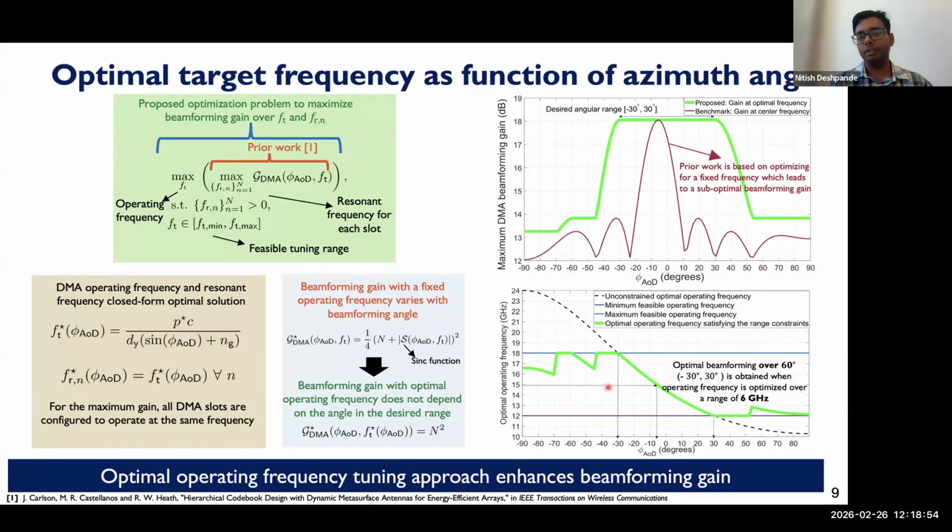So this dashed curve shows the unconstrained optimal frequency. Whereas if we constrain the optimal frequency, then the operating frequency gets clipped at these two limits, and that's why we see that the peak beamforming gain drops outside the desired angular range.